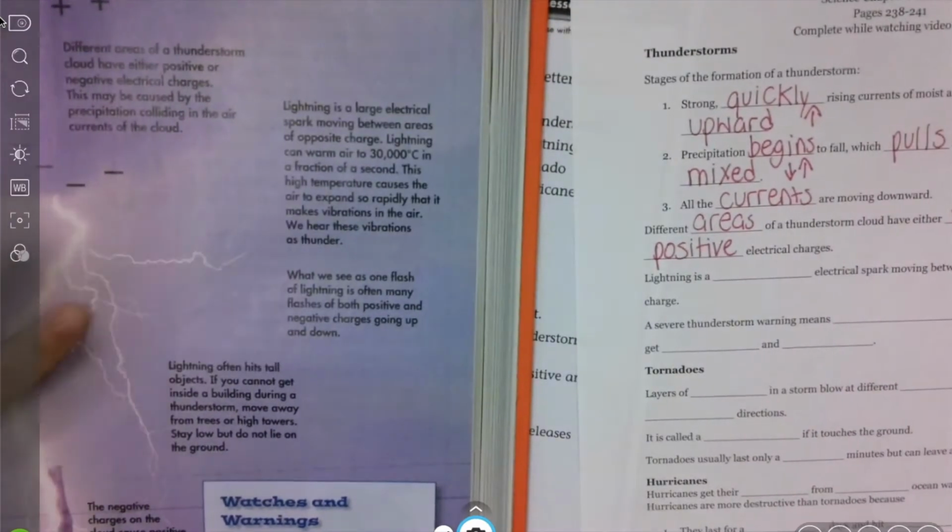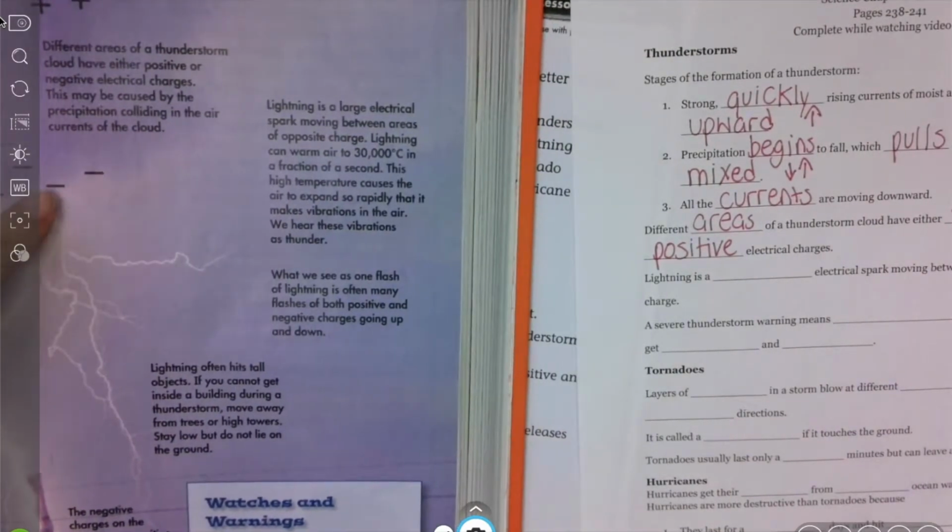What we see as one flash of lightning is often many flashes of both positive and negative charges going up and down. And that's kind of what can cause the different parts of, like, maybe one big lightning bolt, but then multiple waves.